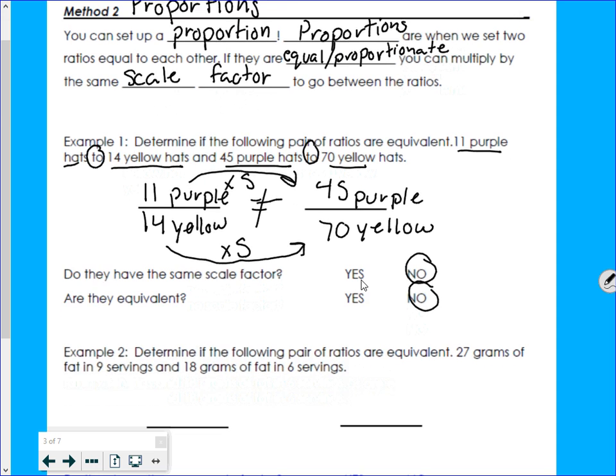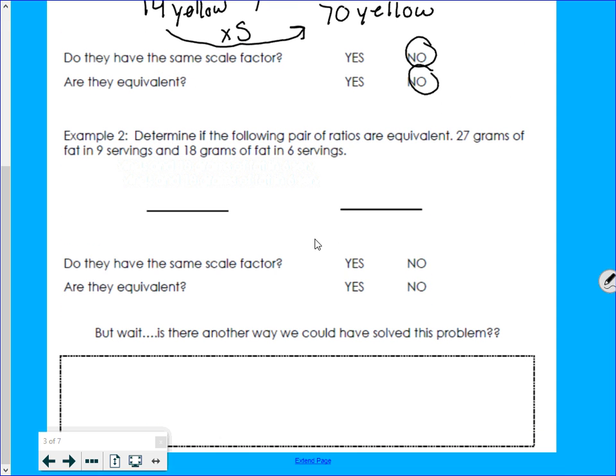Let's look at the next one together also. So example 2 says, determine if the following pair of ratios are equivalent. 27 grams of fat in 9 servings. So there's our keyword in. So we have 27 grams in 9 servings.